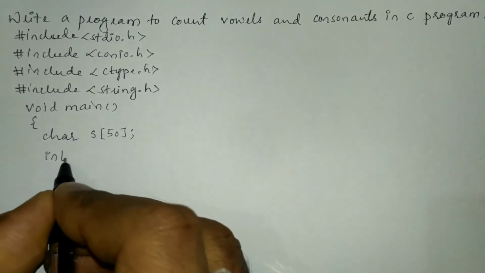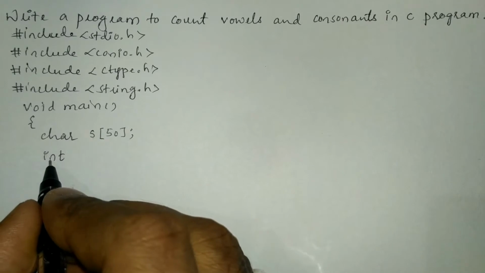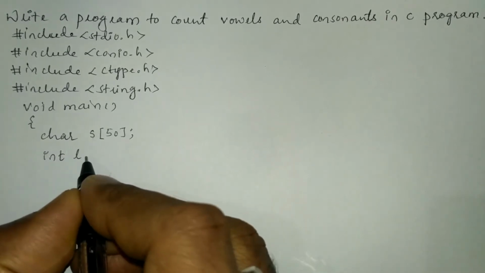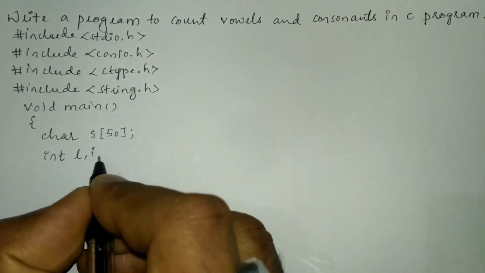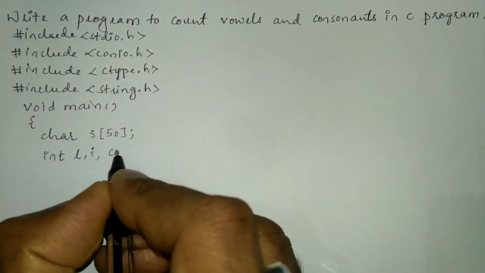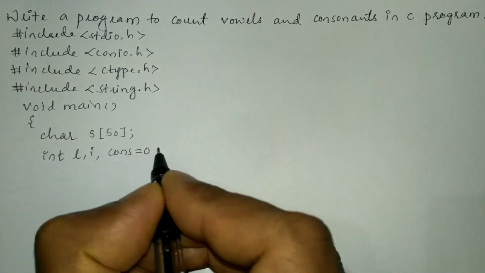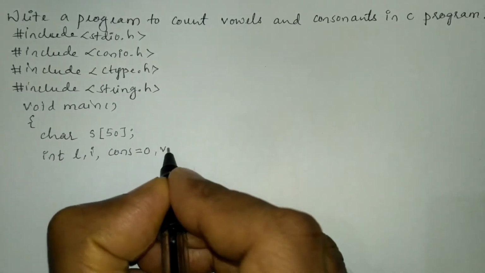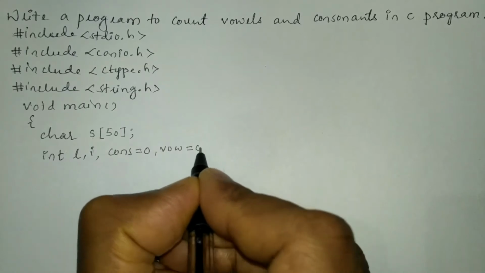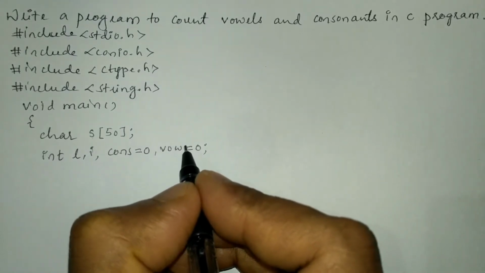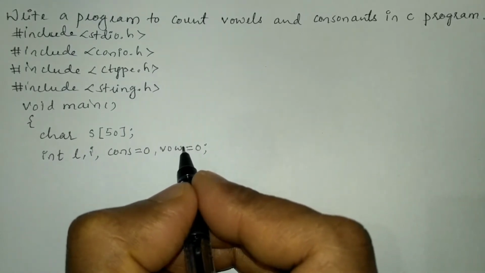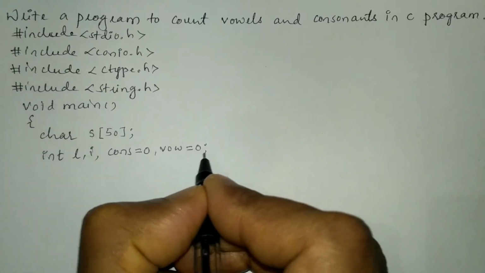Next, I'm going to declare some other variables of type integer. For example, I'm going to represent l as length and i subscript. Next, I'll write cons, that is consonant, is set to 0. Next, vow, that represents vowels, and put 0 in it and put semicolon.